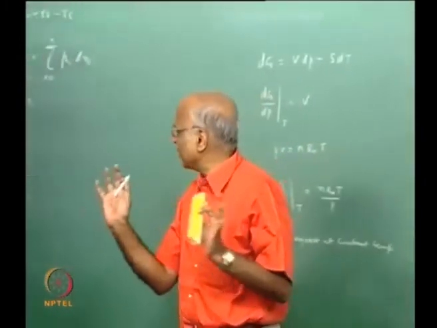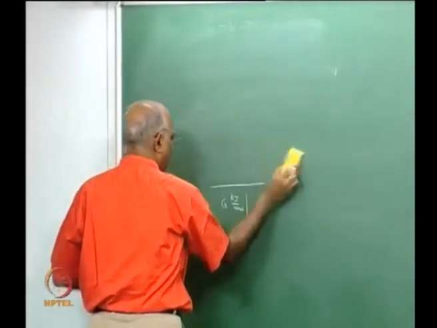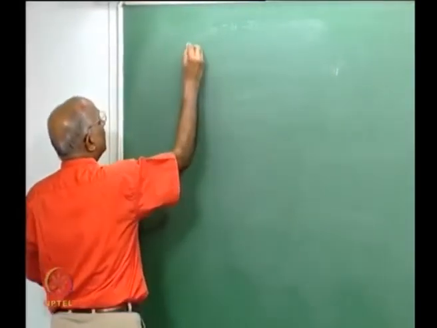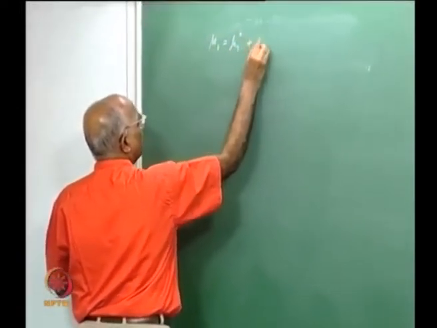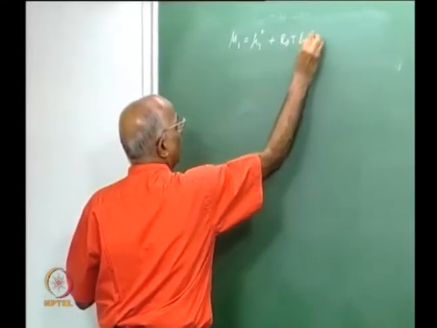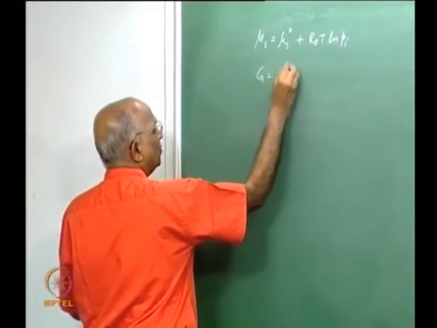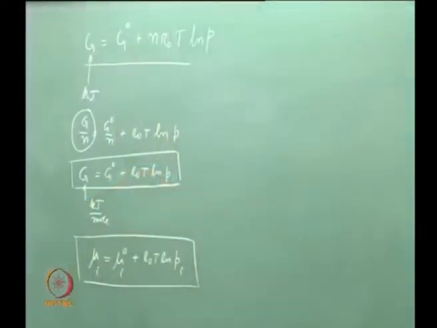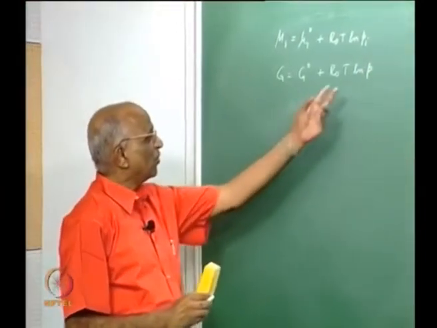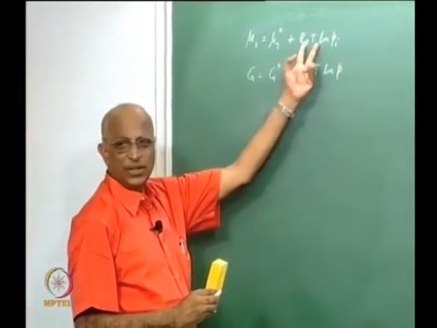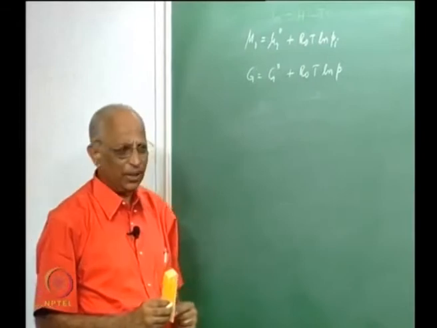Okay. Let us put down whatever we have done so far, such that we can draw on these things a little later. We have written that mu i is equal to mu i at standard plus R naught T into ln of Pi. Just in the same way, G is equal to G naught plus R naught T into ln P. Well, this is for a single constituent. Here I have extended to multiple constituents, and for the ith constituent I am writing it.